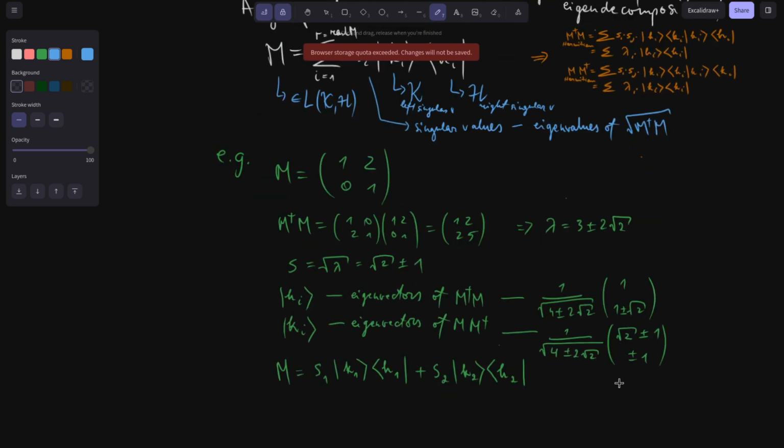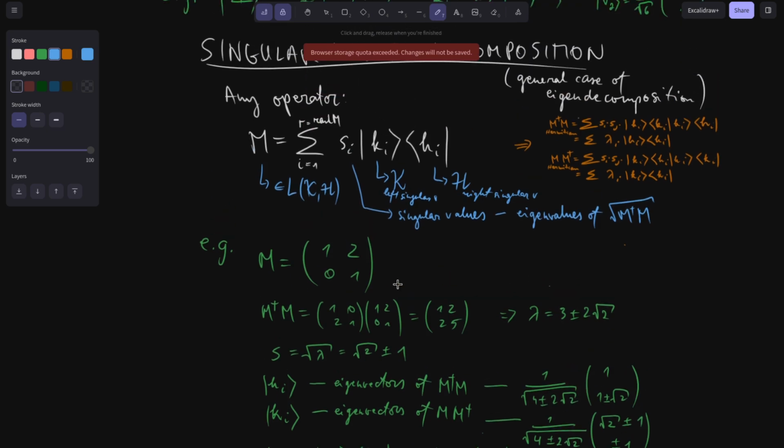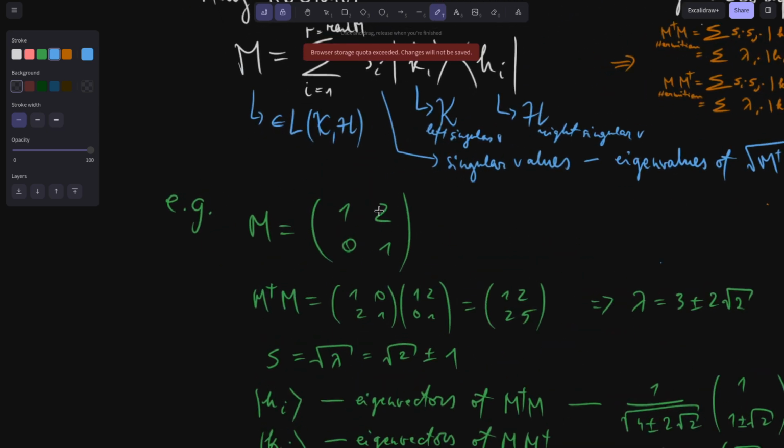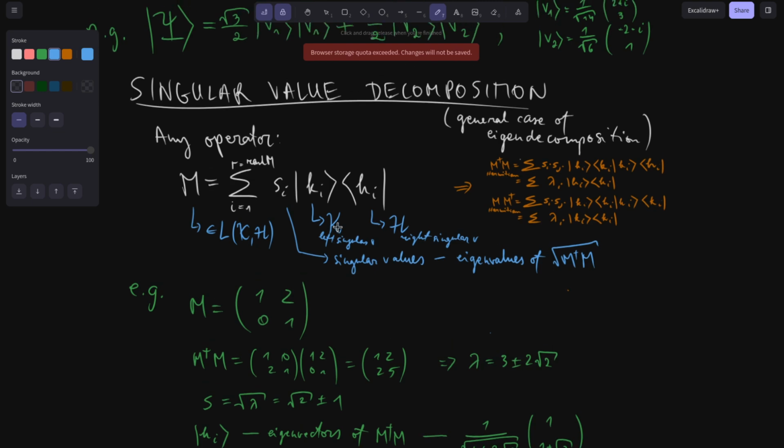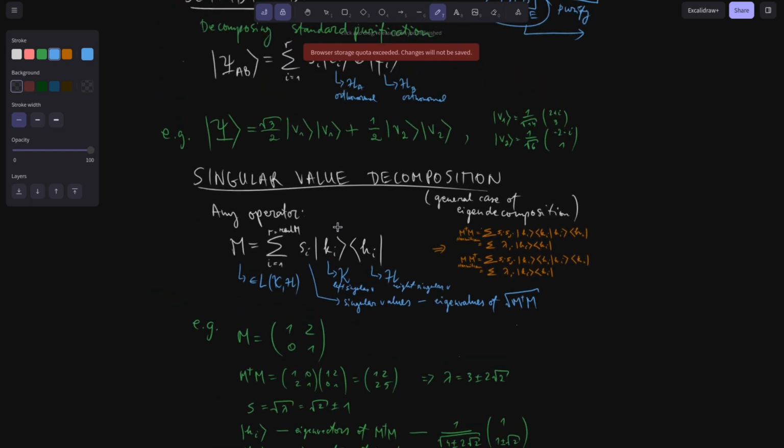So it's not looking nice, even though our matrix is really simple. But we still can do it. We can do it with any matrix. So this is how it relates to the eigendecomposition.